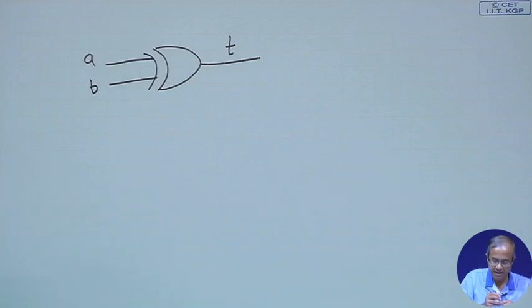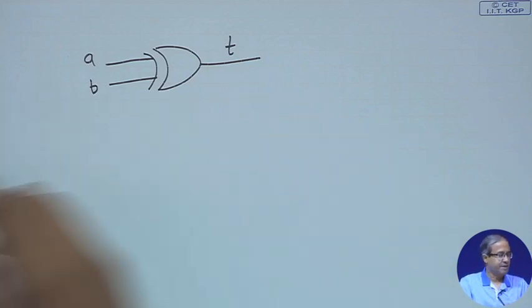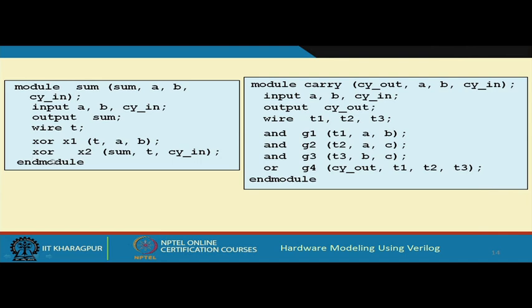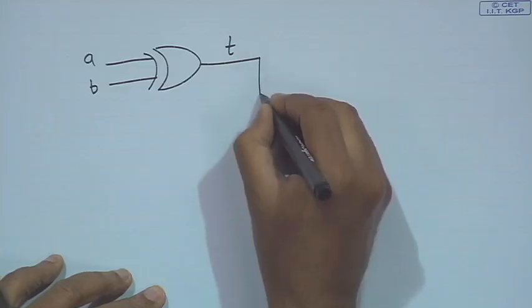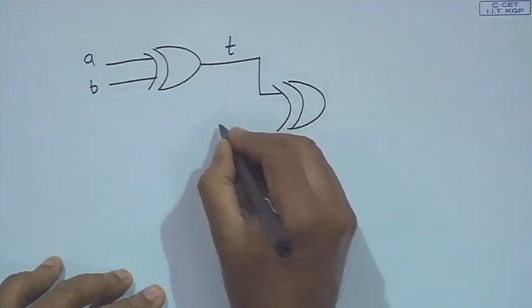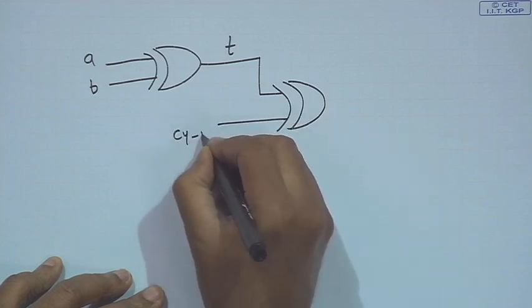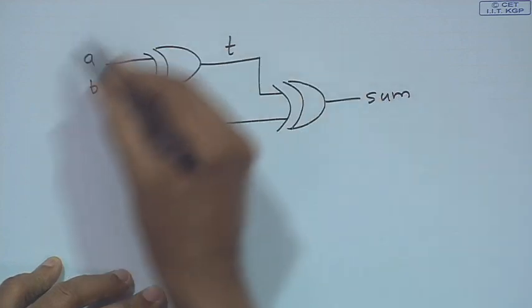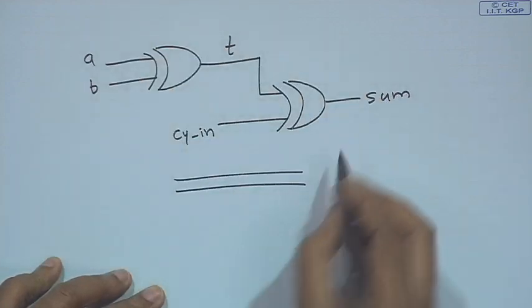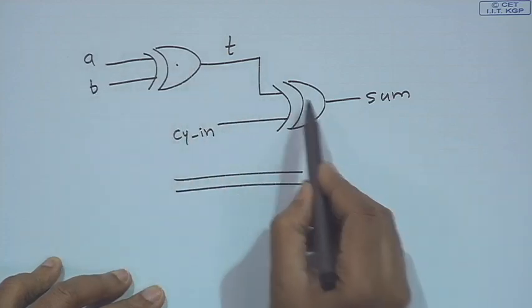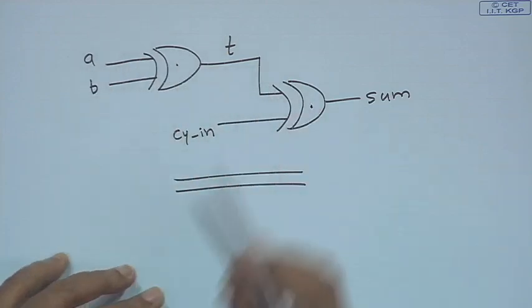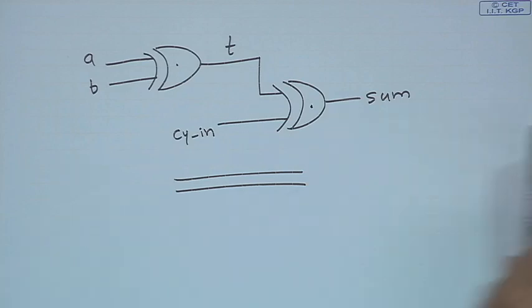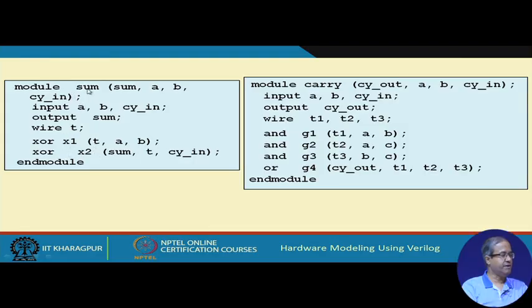The first line indicates this. Then the next line indicates there is another XOR, sum is the output, the inputs are T and CY in. So, there is another XOR gate, there is another input CY in, and you generate sum. So, you actually specify this circuit. This is structural because you have specified two XOR gates and how they are interconnected, right. So, this is a structural description of a sum.